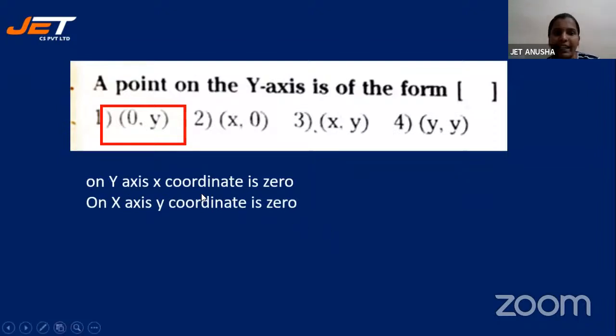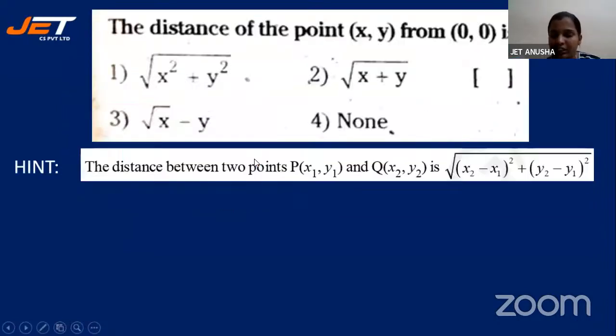See here, on the y-axis, the x coordinate is 0. On the x-axis, the y coordinate is 0. See here, they gave you the y-axis. That means the x coordinate will be 0. So, 0 comma y will be your answer, right?